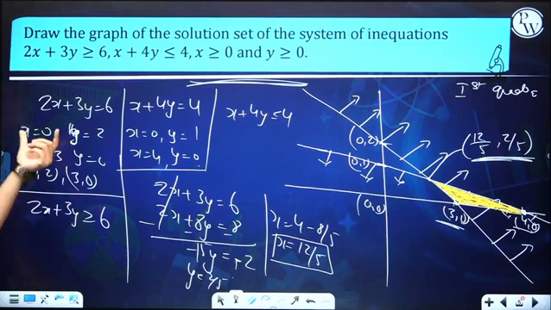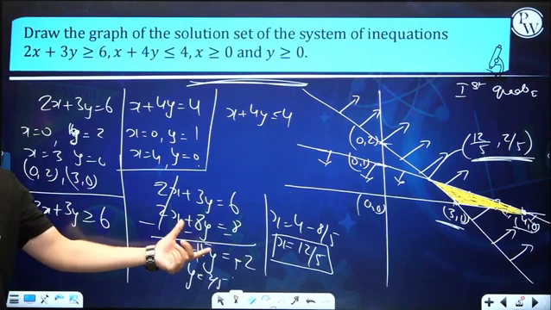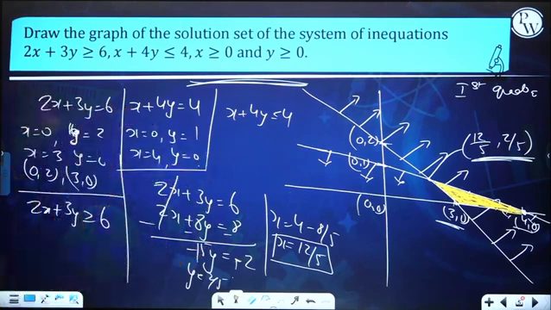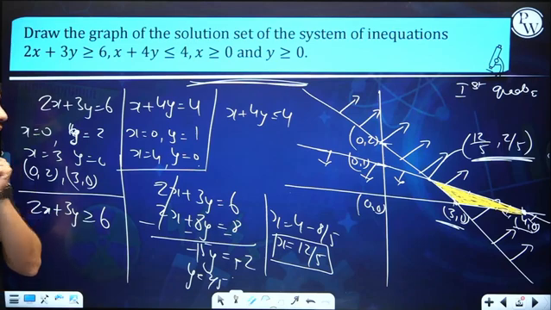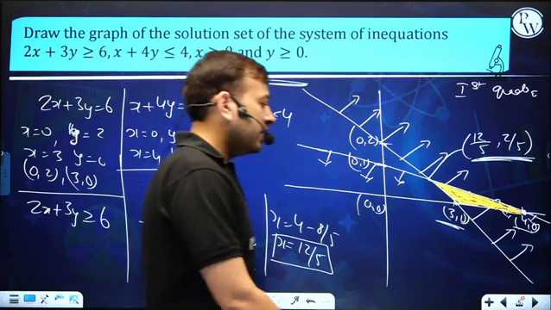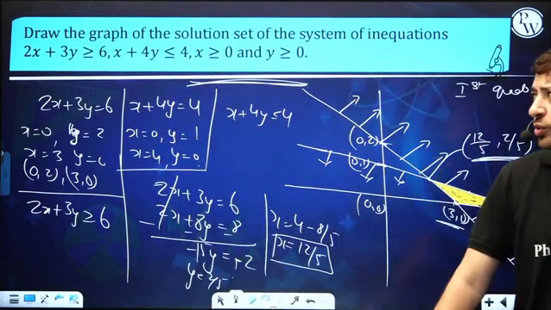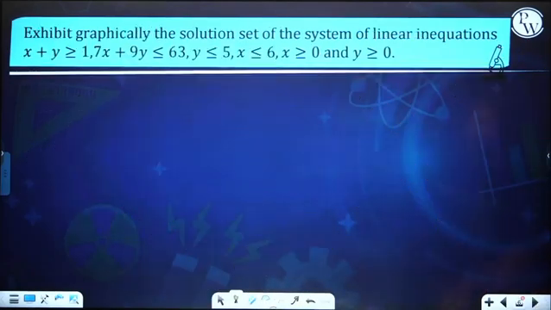One by one, I draw one line, I draw the second line, and automatically you will get the answer. Like this, sir, in this way you draw the things. Okay, I hope it's clear. Let's solve one more question to understand more.